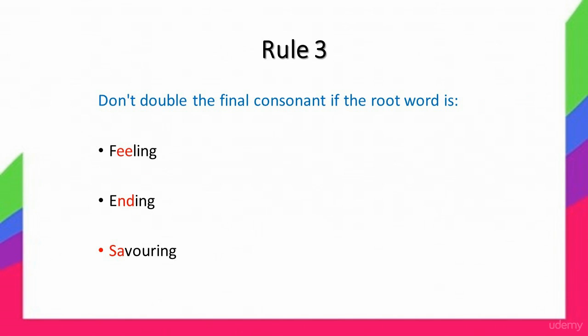Rule number 3. Know when not to double. Don't double the final consonant if the root word is 1 syllable long and ends in either 2 vowels followed by a consonant, for example, feel becomes feeling with 1 L, or 2 consonants, for example, end becomes ending with 1 D. Or if the stress is on the first syllable, for example, savour becomes savouring with 1 R.